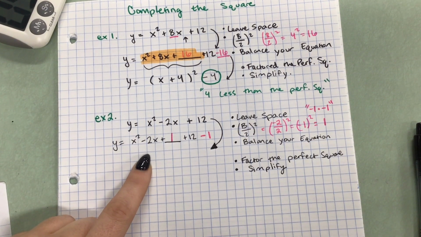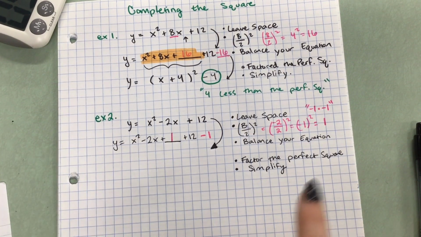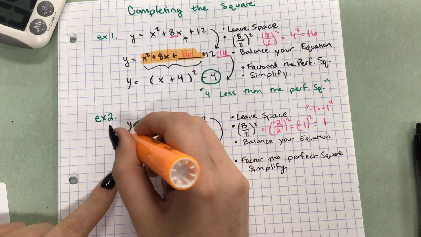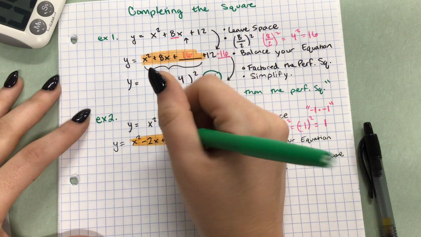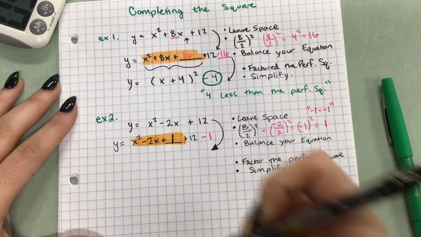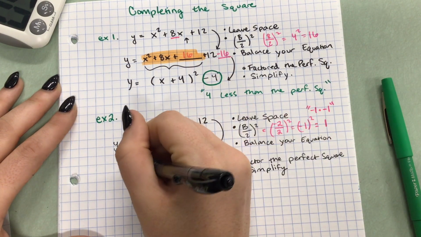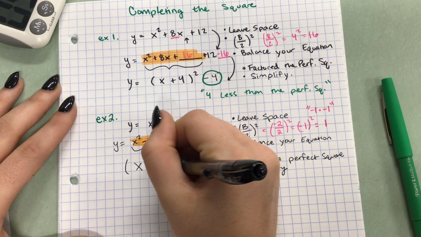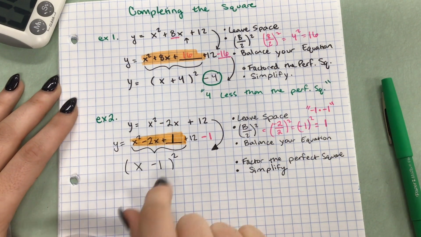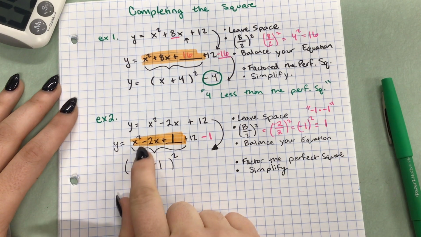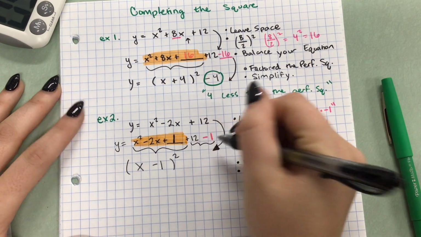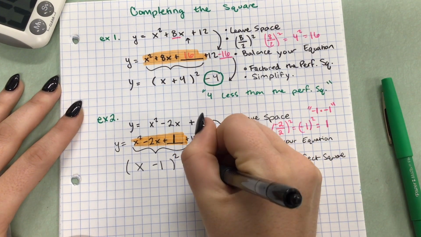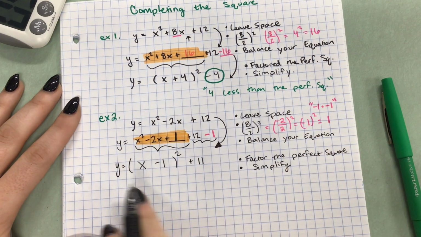Okay, then we need to factor the perfect square. The perfect square is the first 3 terms. Can't really see my 1 very well, put that a little bit darker. So this becomes x minus 1 squared. You could either take, well, I would take the half of this one because this one's negative and we want to keep that negative. And then we're going to simplify this 12 and this negative 1 and we get 11. So there's our final answer.